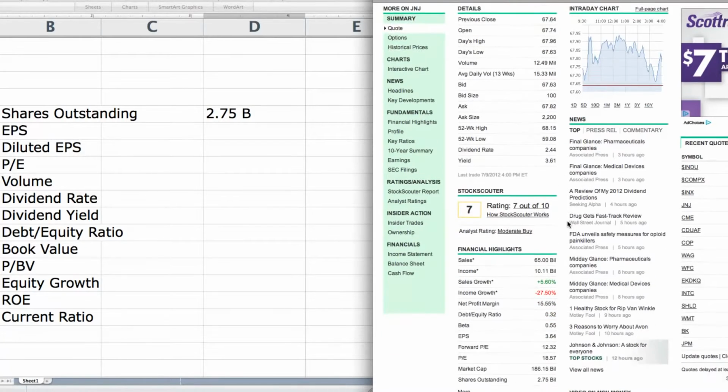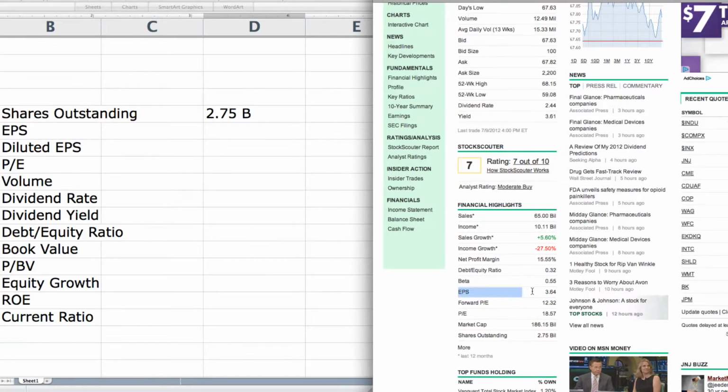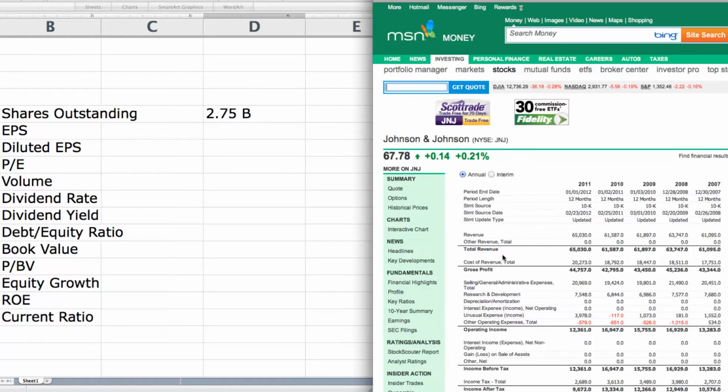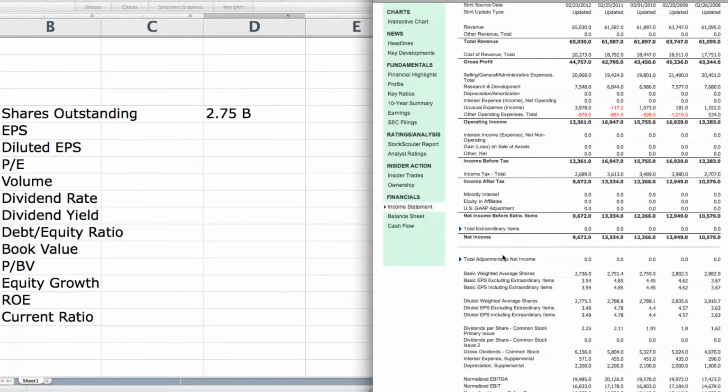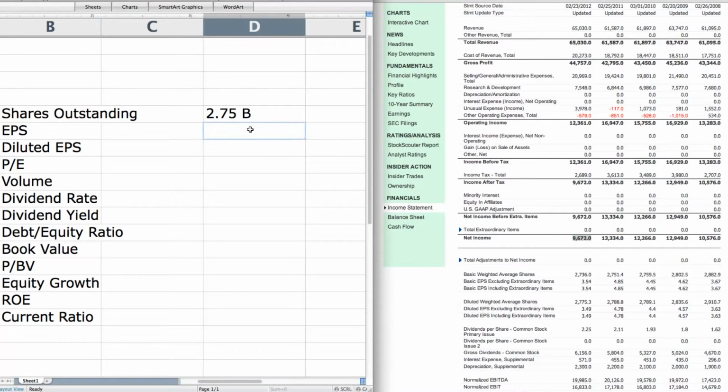So we can find the EPS by just scrolling down off the top level page. And you can see it says EPS 3.64, so $3.64 per share. Okay? Where they're getting that number is off the income statement. So if we go to the bottom of the income statement, you can see it says net income, and the net income is $9,672,000,000.